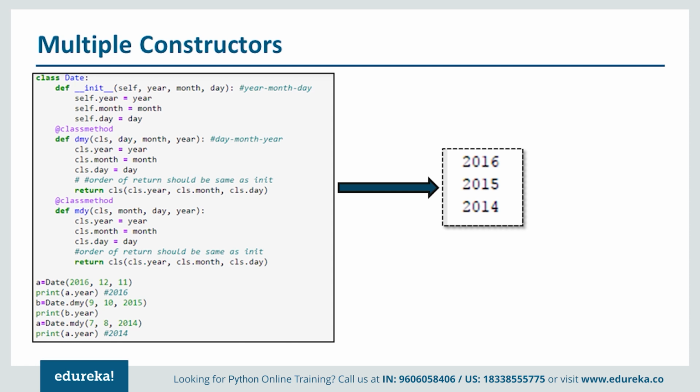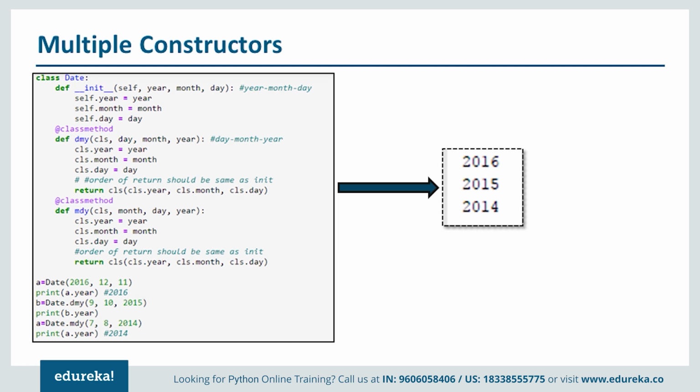Similarly, if we don't want to go for the constructors and want to use other class methods, in this case I say b is equal to date.dmy, and in there I give the value of day as 9. Now in this case, you can see the parameters themselves are different. The position of the parameters is different here.